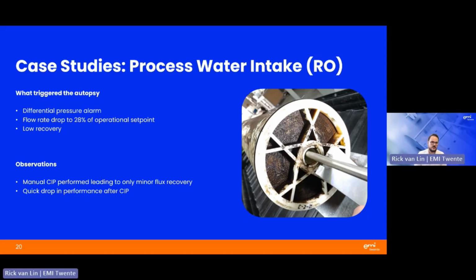And so the trigger for the autopsy was a differential pressure alarm. There was a flow rate drop down to 28% of the operational set point, and this came with a low recovery. A manual CIP was performed, but there was only a minor flux recovery. And afterwards, there was a quick drop in performance after the CIP.